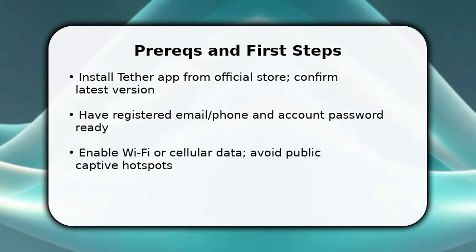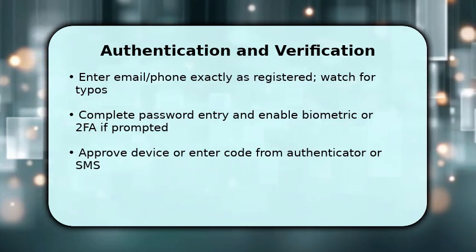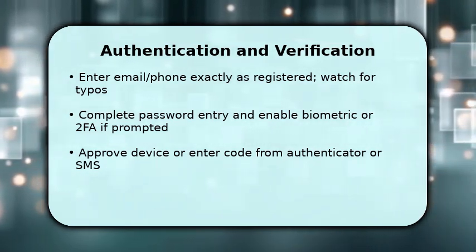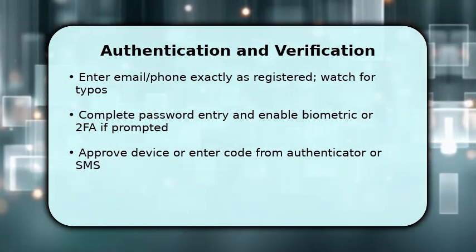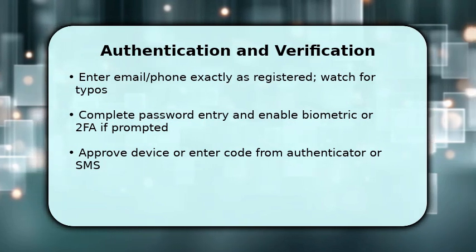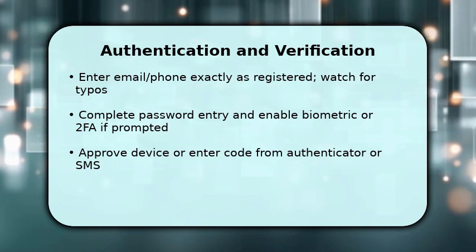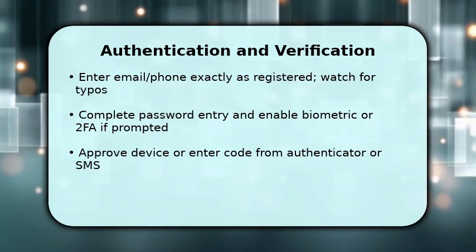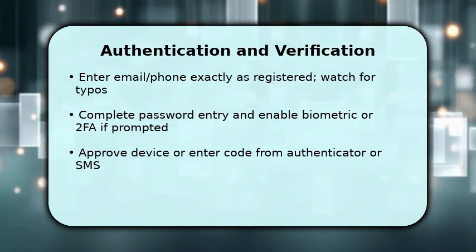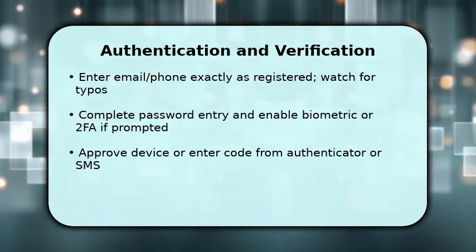You'll now follow the app's verification steps to prove it's really you. Enter your email or phone carefully because one wrong character causes failed attempts. Next, type your password. If biometric is offered, enable it for faster returns later. When two-factor appears, choose SMS or Authenticator. Use the Authenticator app when available for better security. After you approve the device or paste the 6-digit code, the app builds your session and syncs.